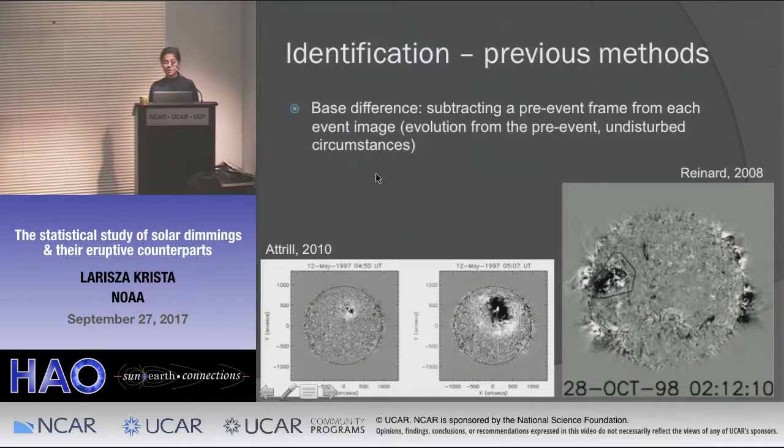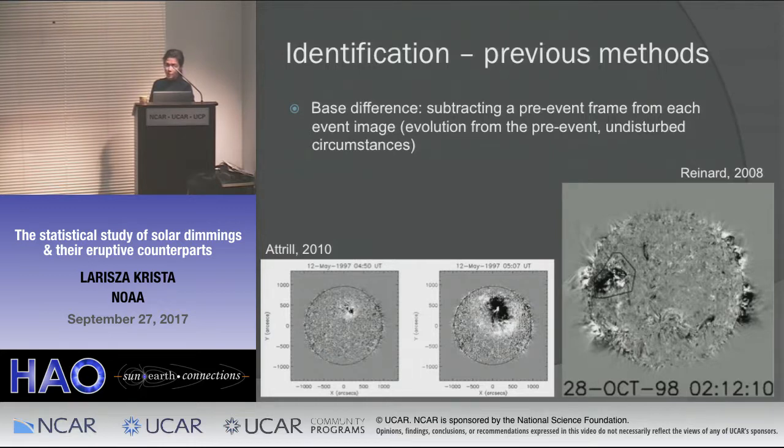So historically, how do we identify dimming? Because dimmings, as you've seen in the movies, a lot of the time are pretty faint unless they are massively large and bang in the middle of the center of the disk, it's hard to visually notice them. So a lot of people very cleverly decided that difference imaging is the way to go. And in fact, difference images are an excellent way to identify the location of dimmings. So you can do two different ways of identification of dimmings, base difference and running difference.